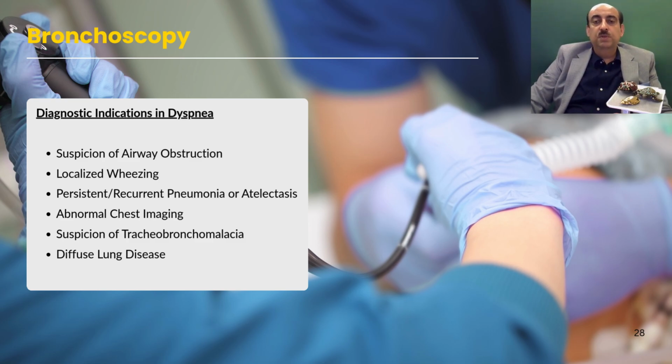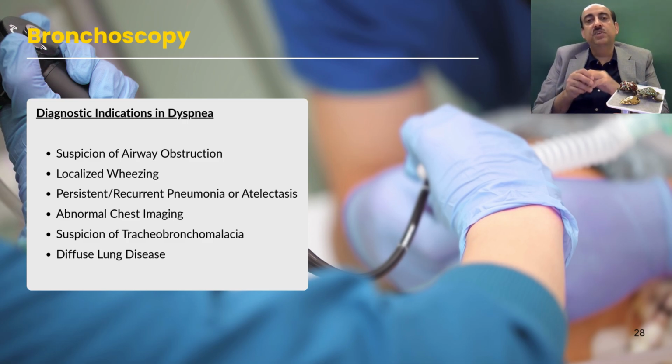Now, in terms of bronchoscopy, not every patient with dyspnea will require a bronchoscopy, but some of the diagnostic indications for dyspnea would include whenever there is a suspicion of airway obstruction, especially middle to higher level airway obstruction, or if there is a localized wheeze, which could also indicate a partial or complete obstruction of one of those larger airways, which leads to monophonic wheezing, localized in one particular part. Or if there is a persistent recurrent pneumonia which is not resolving, that would be one other diagnostic indication to look for any endobronchial lesions.